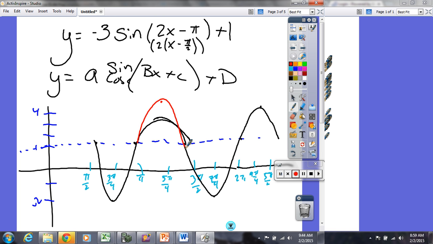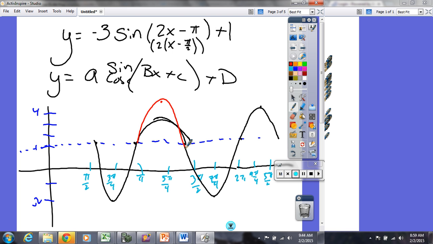I lost it right there. No, that would be pi half. No, 3 pi halves and then 2 pi, right? But you gotta understand we compressed as well as shifted. Exactly, there's 2 shifts to get over to pi.